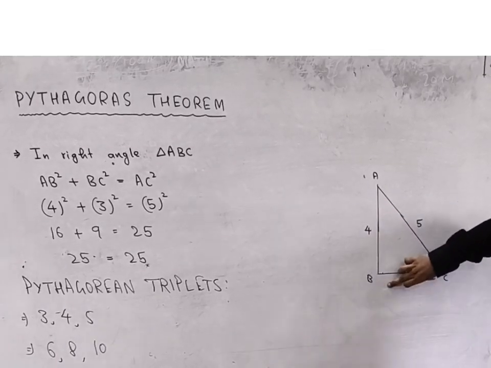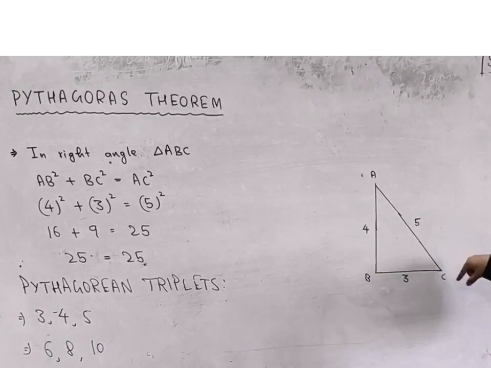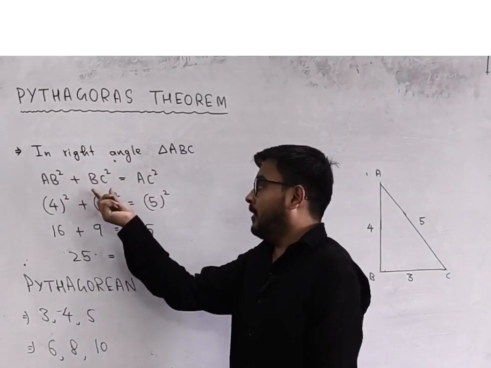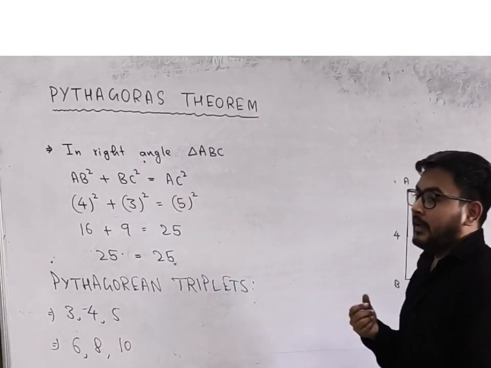4 units. The side BC is how much? 3 units, and the side AC is 5 units. Let's check this with the Pythagoras theorem, that AB square plus BC square is equal to AC square.